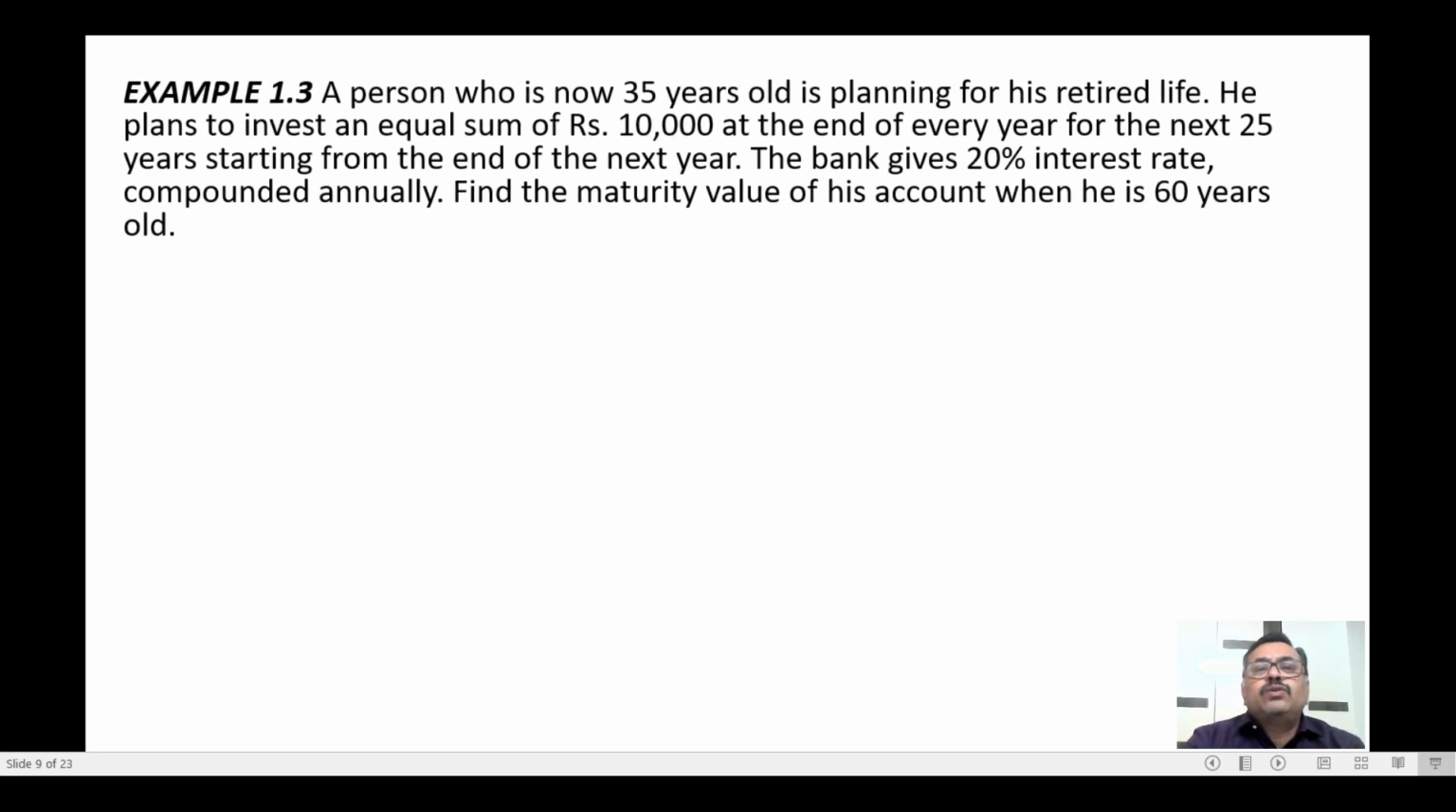A person who is now 35 years old is planning for his retired life. He plans to invest an equal amount of 10,000 rupees at the end of every year for the next 25 years, starting from the end of the next year. That means not from the 0th year, at the end of first year he is putting that particular amount. The bank gives 20% interest rate compounded annually. Find the maturity value when he gets retired. That means at the age of 60, how much he is going to get the money.